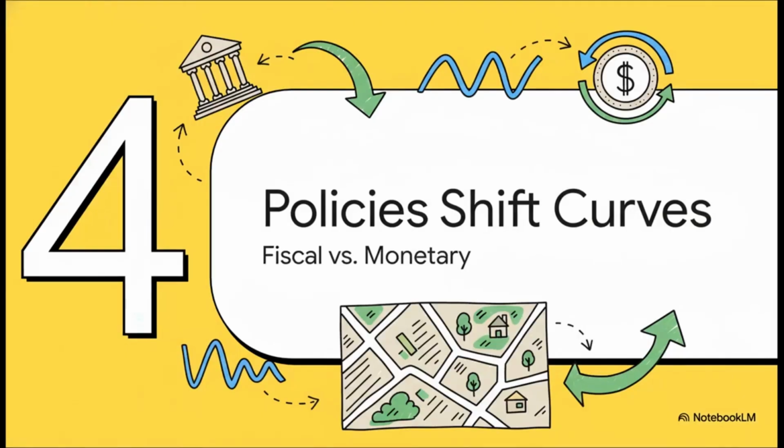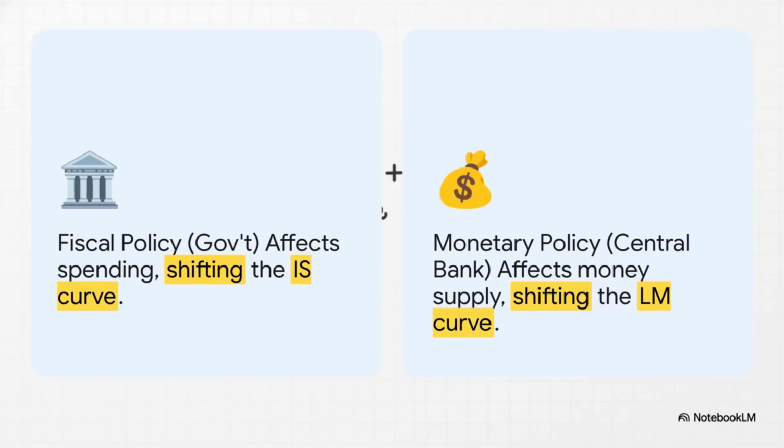Okay, section 4. Now that we've built our map, let's have some fun with it. What happens when the people in charge, the government and the central bank, start pulling levers and trying to change things? This is where the model goes from a neat theory to a powerful tool. So, you've got two main players. On one side, you have the government, using fiscal policy. That's stuff like changing government spending or taxes. This messes with the goods market, so it's going to shift our IS curve. On the other side, you've got the central bank using monetary policy, which is all about changing the money supply. That hits the money market, so it shifts the LM curve. Two different tools, two different curves.